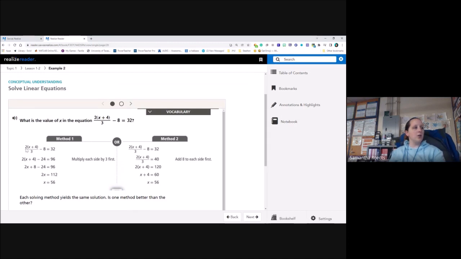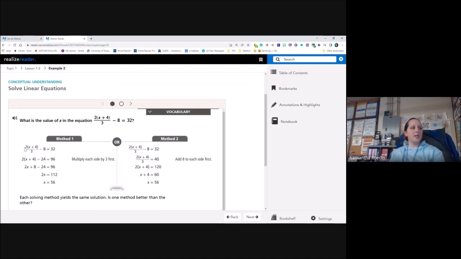I'm going to multiply both sides by 3 first so I can get rid of that fraction. If you don't like fractions, I recommend method 1 because it just gets rid of it for you. Of course, you need to know that I'm looking at my denominator, and I only have a denominator of 3 for this. So I just multiply everything by 3, it gets rid of it.